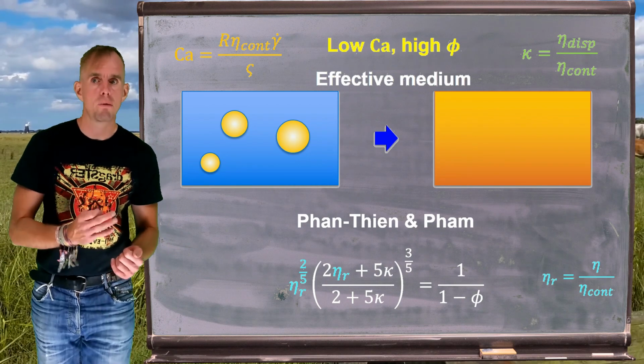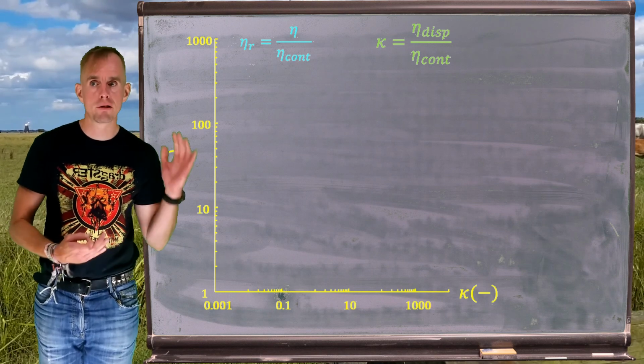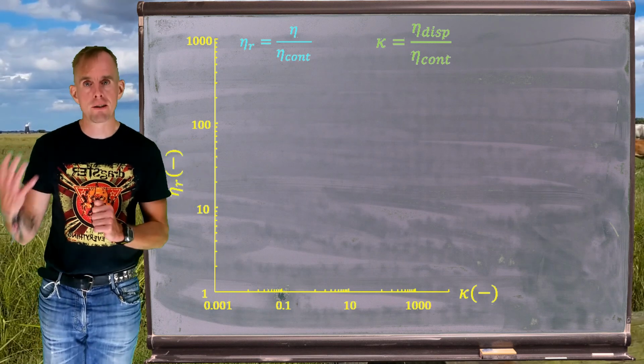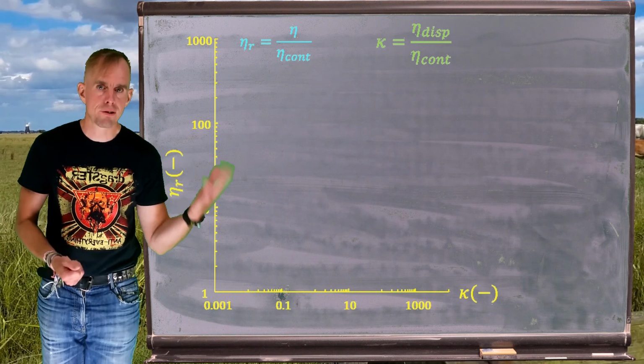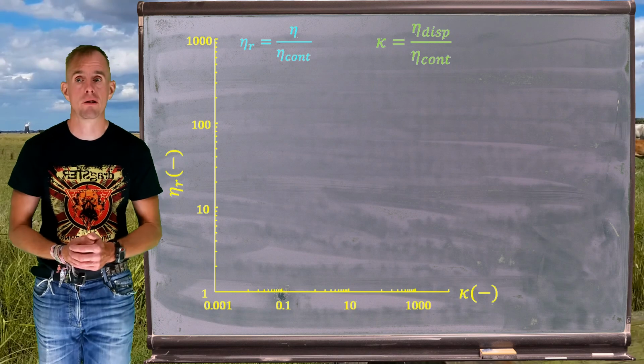Let's have a look now at how these two different approaches compare to one another, and we're going to do this by looking at a plot of relative viscosity, η_r, as a function of viscosity ratio κ. And we'll look at both of these two models side by side.